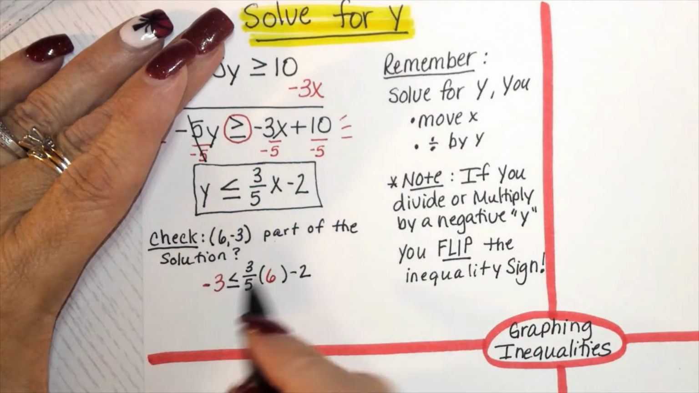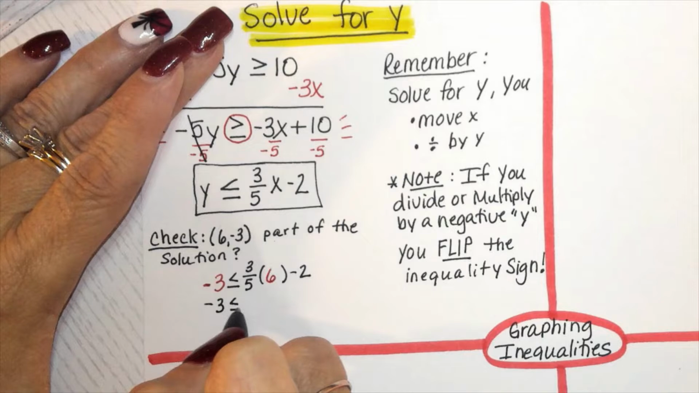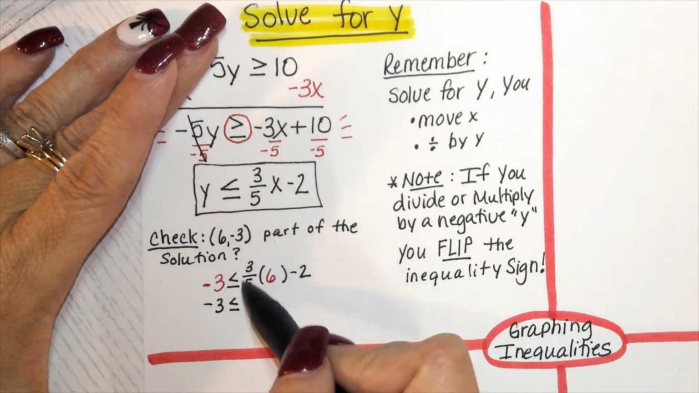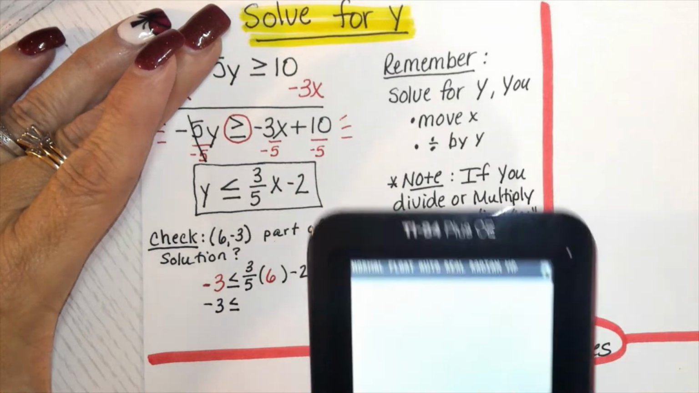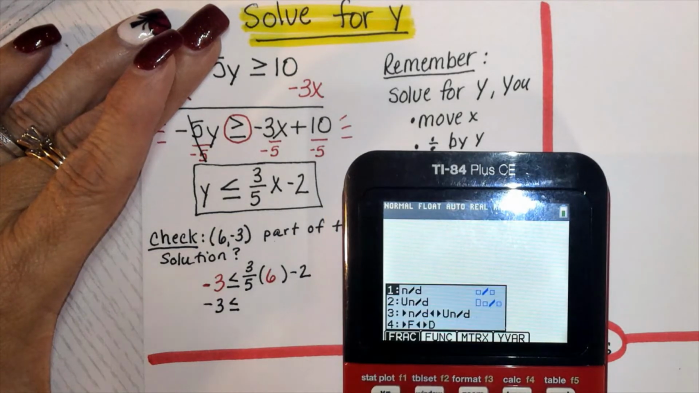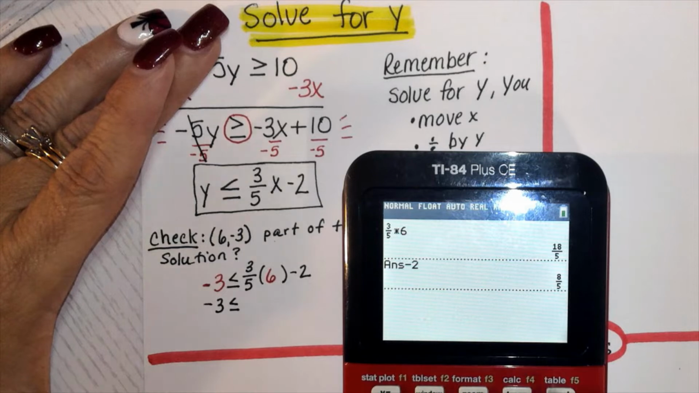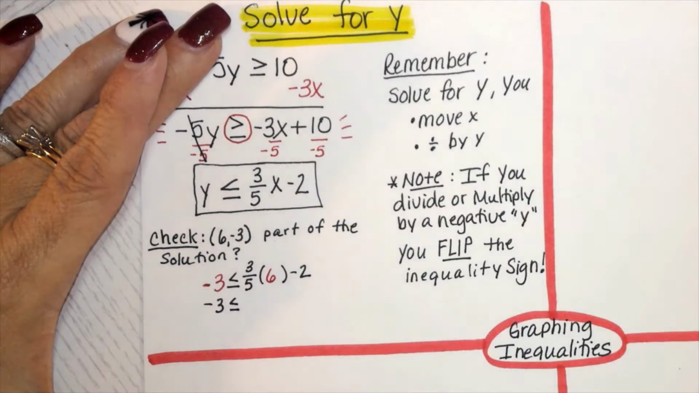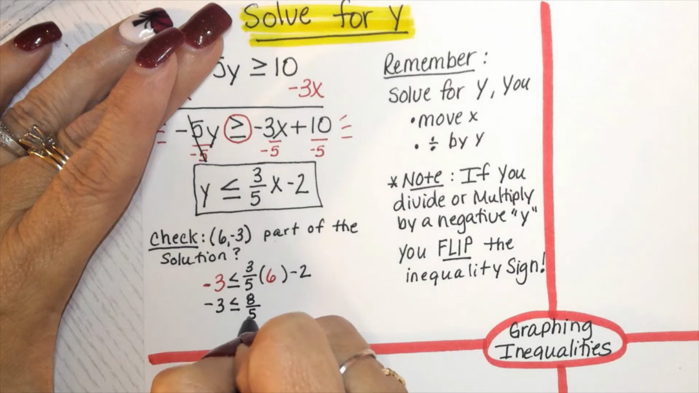Now I'm just going to simplify this and see what I get. So this is negative 3 less than or equal to... Okay, if I were to plug this into my calculator, so let me grab my calculator and put this in. I'm going to say y equals, and I'm going to do 3 over 5 times 6, and then minus 2. Okay, it's 8 over 5. All right, I'm going to set that over there.